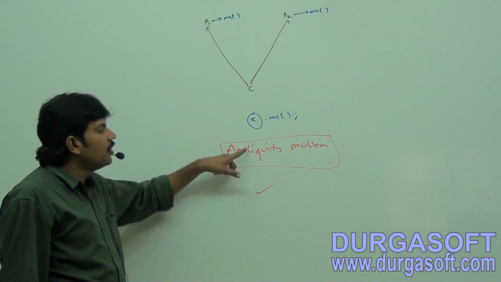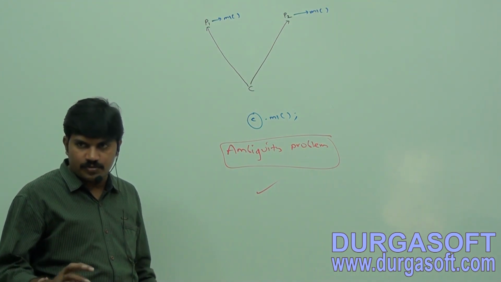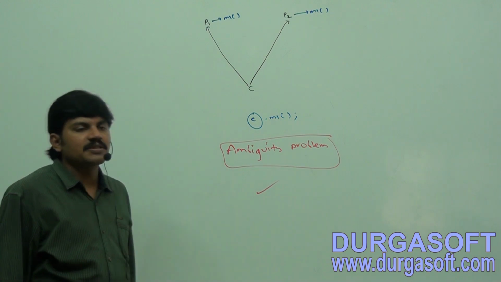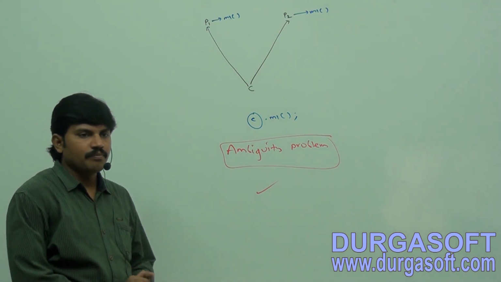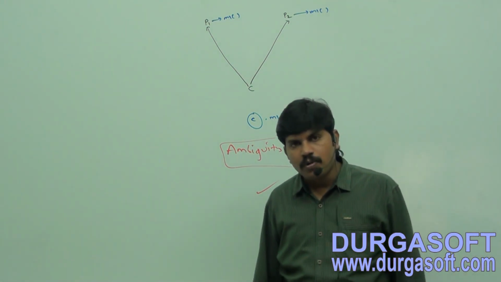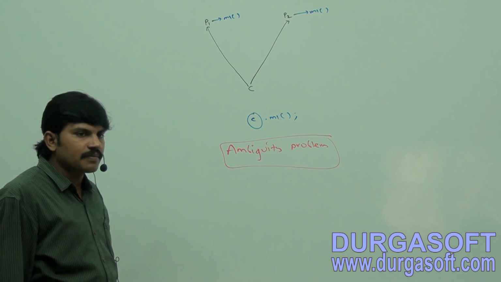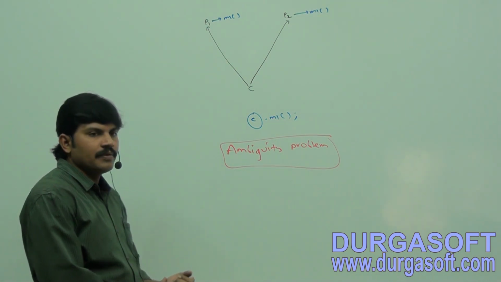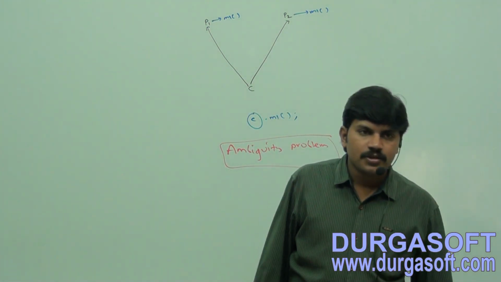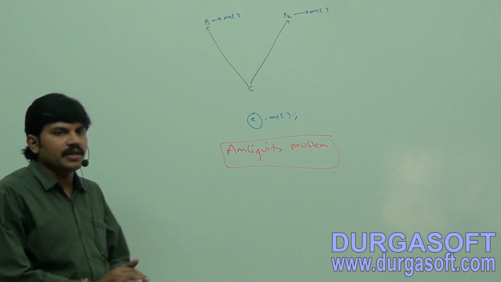Is it clear for all of you? There may be a chance of an ambiguity problem. That's why Java won't provide support for multiple inheritance. Note: there may be a chance of an ambiguity problem. Hence, Java won't provide support for multiple inheritance.